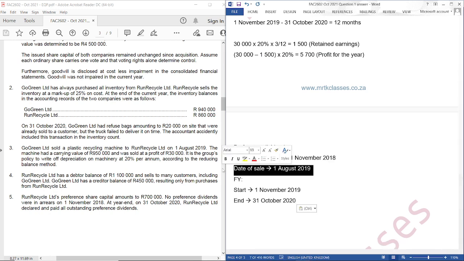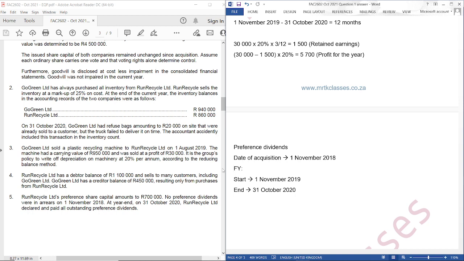Going to remove this. This was about PPE. Just want this one. Run Recycle Limited preference share capital amounts to 700,000. No preference dividends were in arrears on 1 November 2018, so no preference dividends were in arrears on the date of acquisition. At year end, on 31 October 2020, Run Recycle Limited declared and paid all outstanding preference dividends.